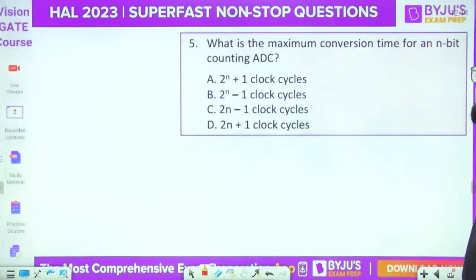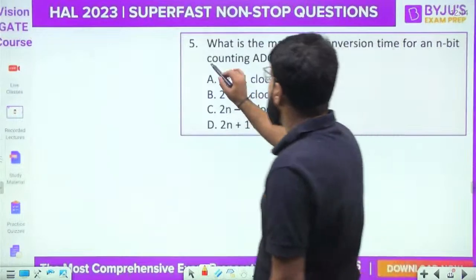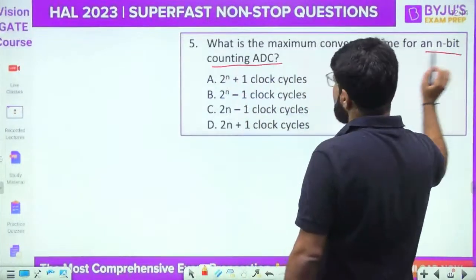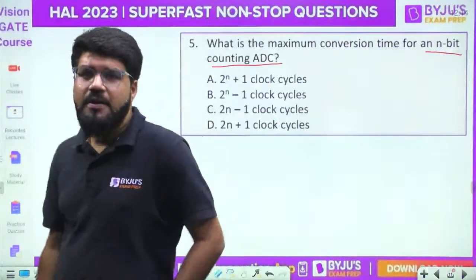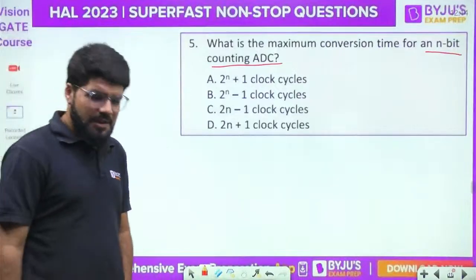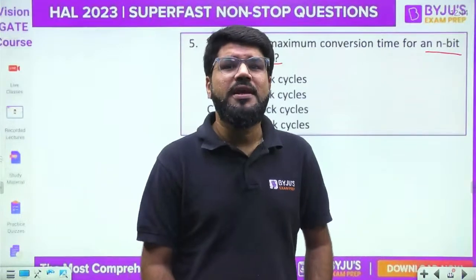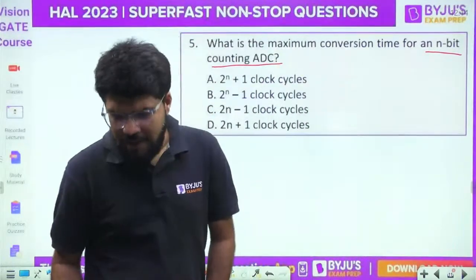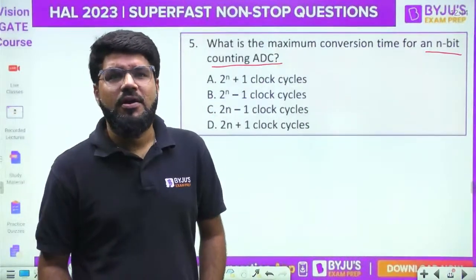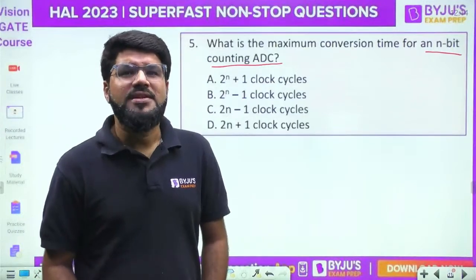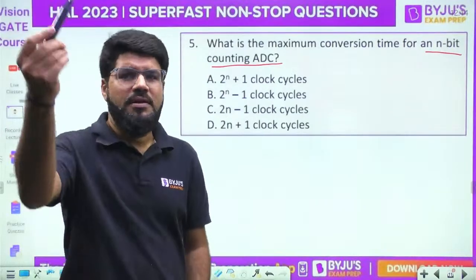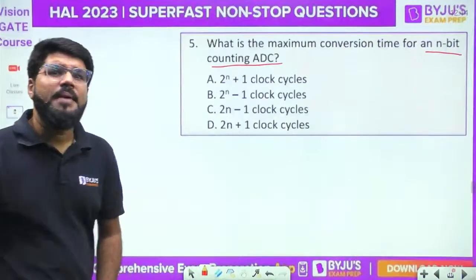What is the maximum conversion time for an n-bit counting type ADC? Because for a counter type ADC, the conversion time depends on the input that you are converting. Good afternoon, Chinmoy. But what is the maximum possible conversion time? The highest count, 2 power n minus 1.